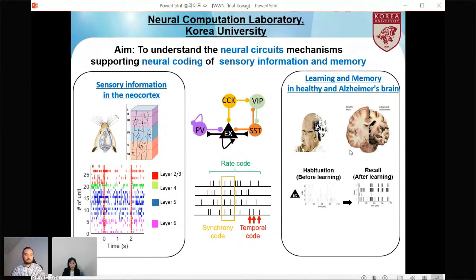And the other big project in the lab also is how the spikes are coding memory. So here we're doing in vivo recordings and in vitro recordings to see how spike patterns change before and after learning. And we do this in healthy brains and also in Alzheimer's brains because we think pathological brains also give us a lot of insights on how the brains might be processing in normal states.